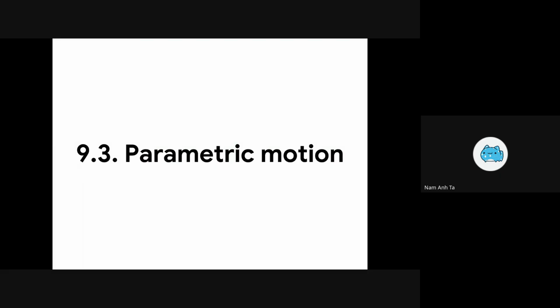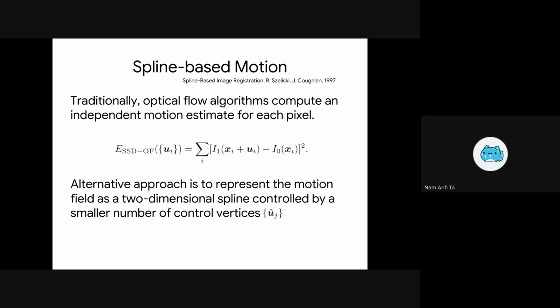Next up is the third part, which is the parametric motion. While the traditional optical flow methods focus on finding the minimum displacement through intensity differences, like here, the authors in this paper propose an alternative approach to model the motion.